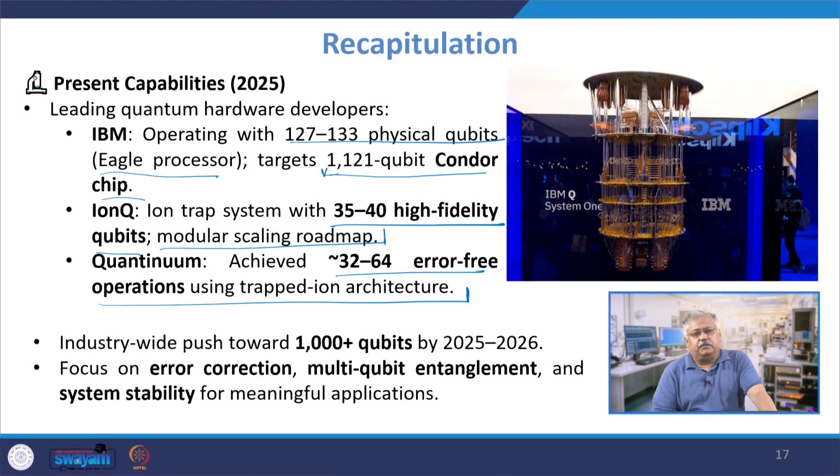A good beginning has been made already in India, as you must be aware, because of the National Quantum Mission in quantum computing, quantum communication and materials leading to quantum and so forth. There are a large number of academic groups across India working in the domain of quantum computing with industry partners. Typically, they are focusing on error correction, multiple engagement and system stability for meaningful applications. Okay, so I will stop here and we will go for the next set of systems in the next class.